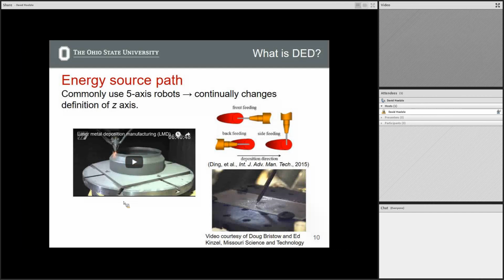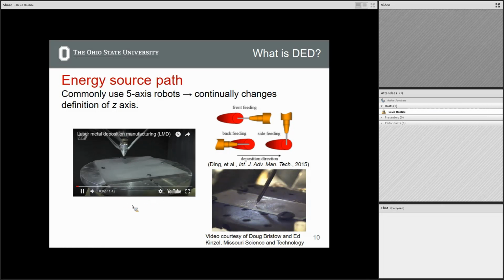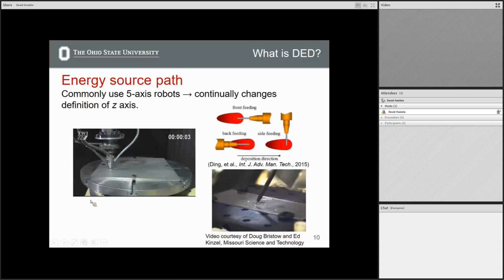Energy source path. With powder bed fusion, it was actually fairly simple in that you have this Cartesian coordinate system, X, Y, Z, and that stays essentially constant the entire time. With these processes, it gets a little bit more fuzzy. Here's a video I showed in module 1 as well, just a repeat, but in a new context, talking about how the definition of a z-axis is continually changing.